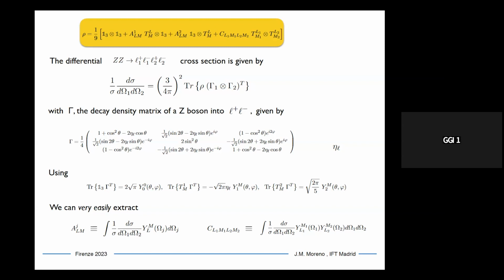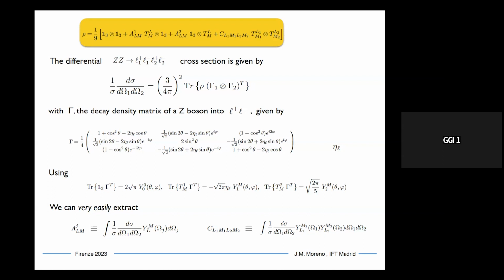An extra parameter appears here, eta L. For the case of the W, this parameter is 1 or -1, and reflects the fact that you are in a theory that couples uniquely through left-handed interaction. Here there is a mixture of both, so this parameter is smaller in that case.